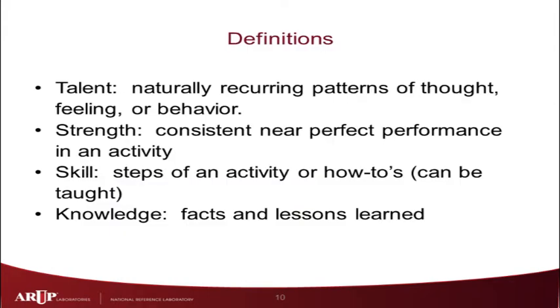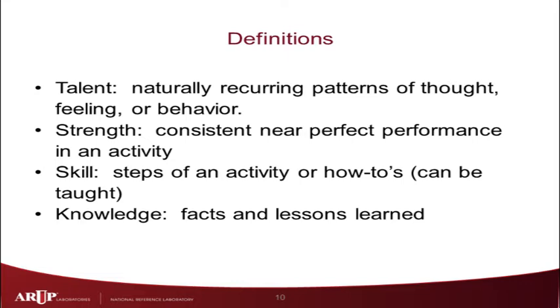In this book, there are a few definitions to add to this brain science. And he talks about talents. You may have your own definition of a talent, but in this case, he's defining it as natural recurring patterns of thought, feeling, or behavior. So those things that become well-traveled. Those talents then become strengths through consistent, near-perfect performance over and over again.